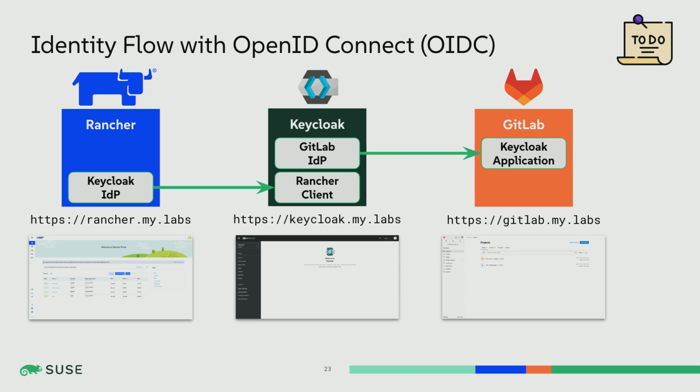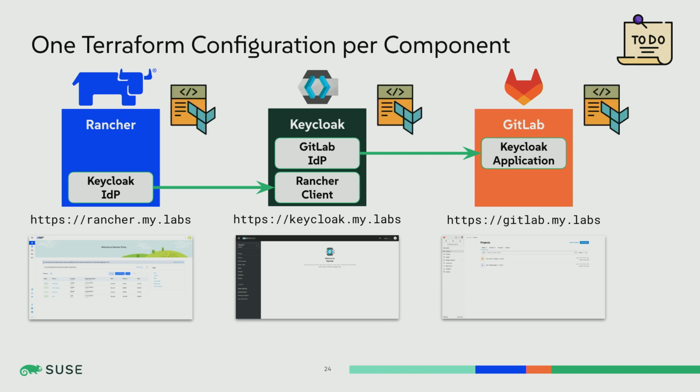For doing so, I'm using the mylab domain in that tutorial: rancher.mylab for Rancher, keycloak.mylab for Keycloak, and gitlab.mylab for GitLab. Then for each component, I use an independent Terraform configuration, so one for GitLab, one for Keycloak, and one for Rancher, to let the automation be deployed with this Terraform configuration.